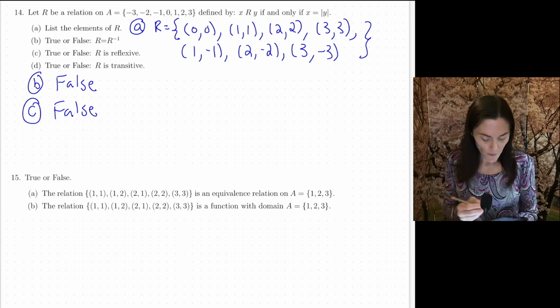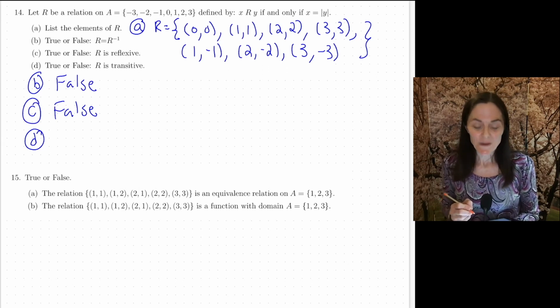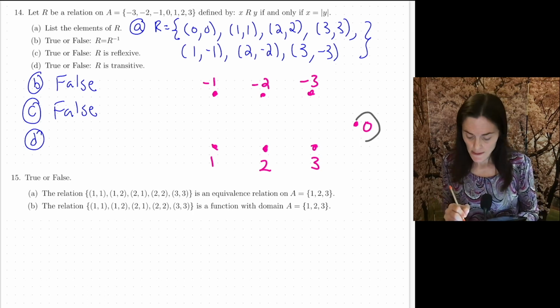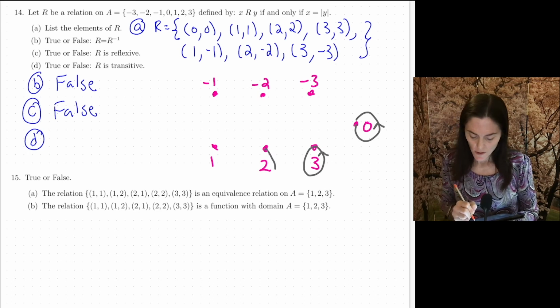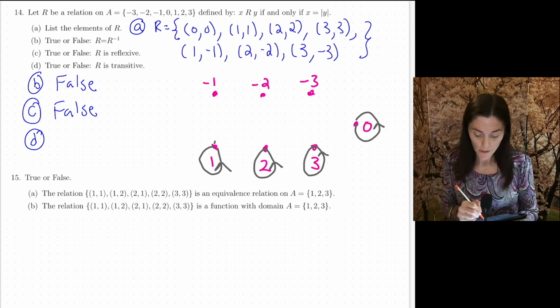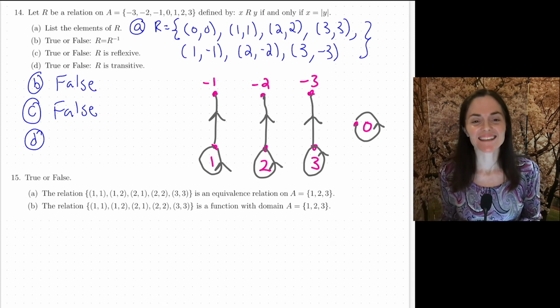Now D, how can we get our brains around letter D? Well, you can look at the ordered pairs. We could draw a picture. 0 relates to 0 here. 3 relates to 3. 2 relates to 2. 1 relates to 1. And then we have 1 relates to -1, 2 relates to -2, and 3 relates to -3. So this is the picture of this relation, okay?